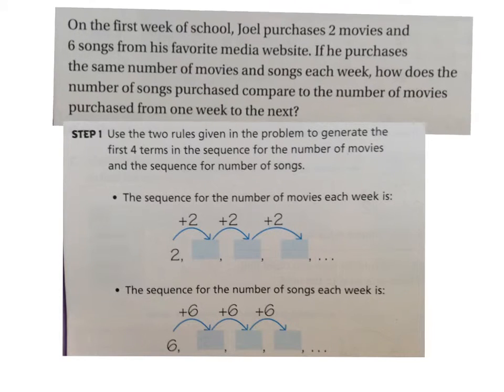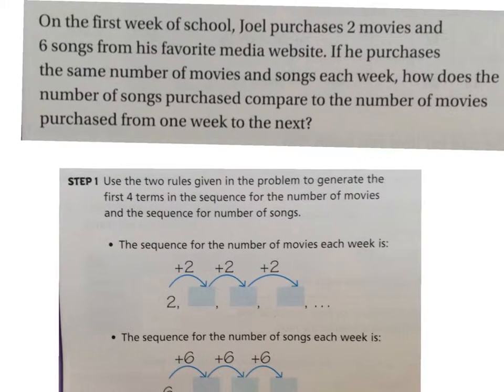Says, on the first week of school, Joel purchased 2 movies and 6 songs from his favorite media website. Maybe he's on iTunes, maybe he's on Amazon Prime. He's buying 2 movies and 6 songs. If he purchases the same number of movies and songs each week, how does the number of songs purchased compare to the number of movies purchased from one week to the next? So we're relating how many movies he buys compared to how many songs he buys each week.